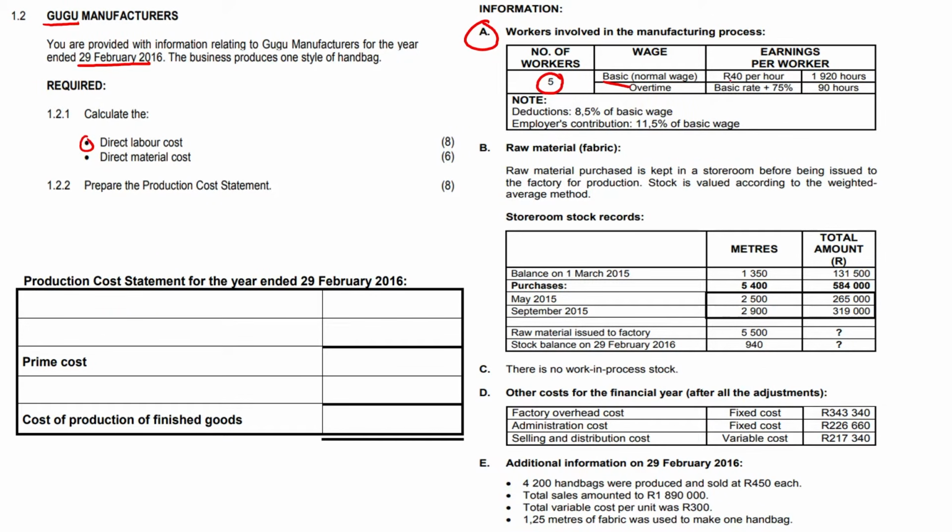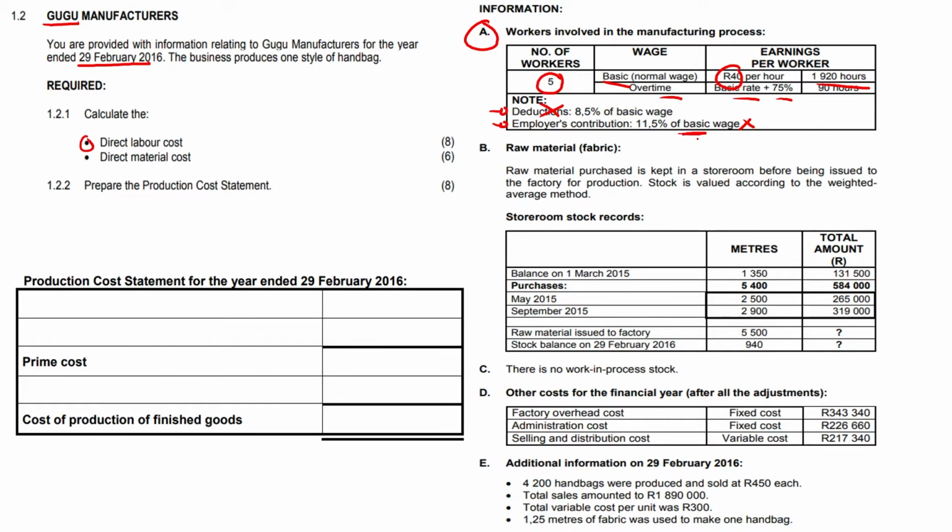Their basic wage is 40 rands an hour, and they've worked 1,920 hours, but they've also worked overtime as well. So overtime is going to be their basic rate plus the 75%. We've also got deductions and we've got employer's contribution. We never include deductions when calculating direct labor costs, but we must factor in the employer's contribution, and that is only on the basic wage. Okay? Read very, very carefully.